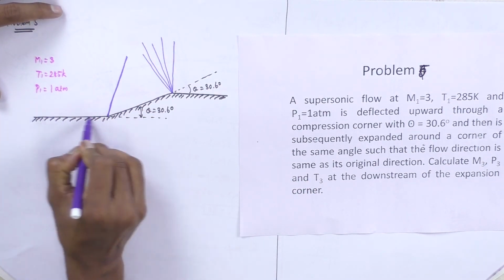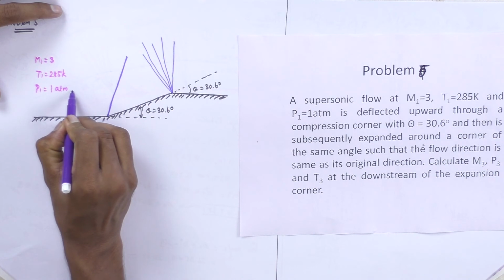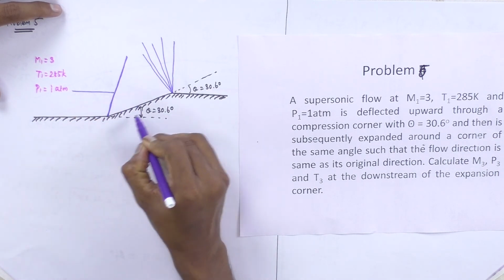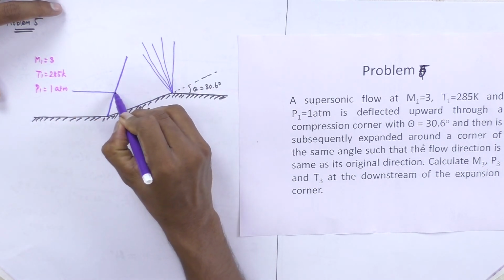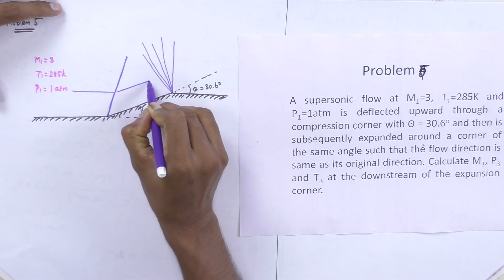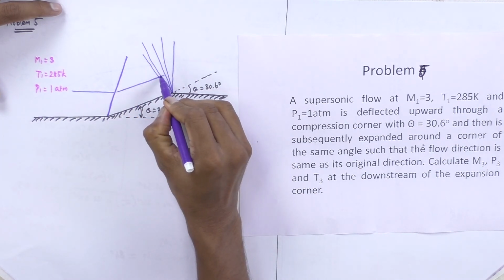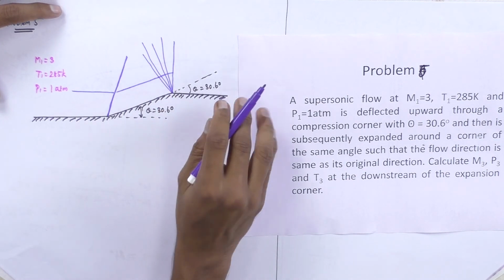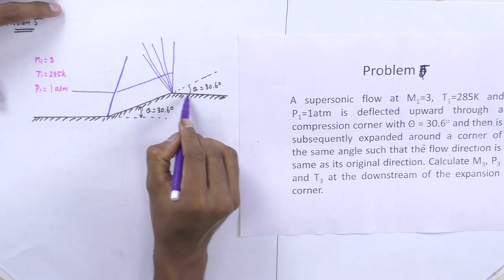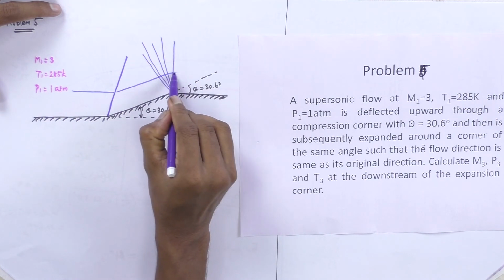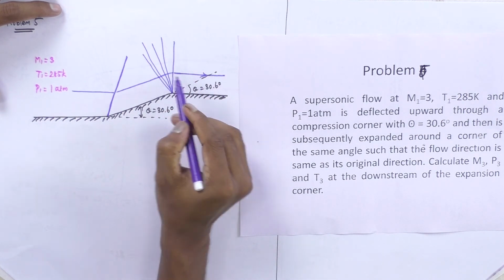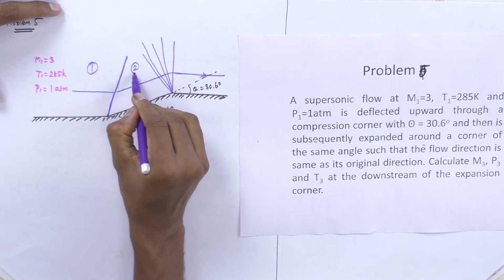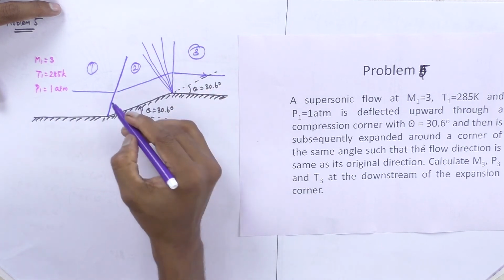So here the flow direction will be parallel to this surface. Then it will be deflected to this surface angle. Here it will be turned curvely and finally it will get the direction parallel to this surface. So let's say this is region 1, this is region 2, and this is region 3.